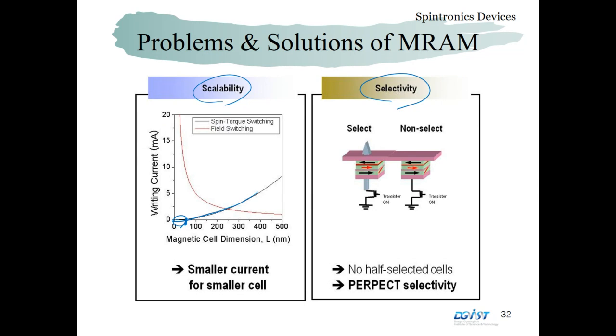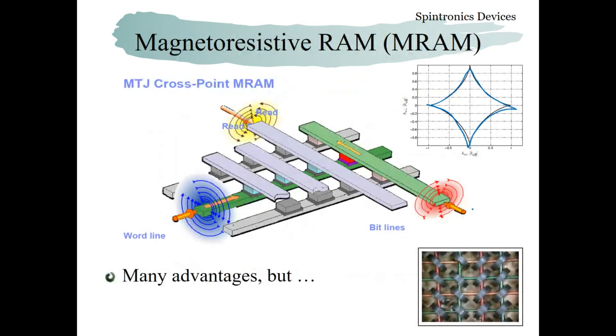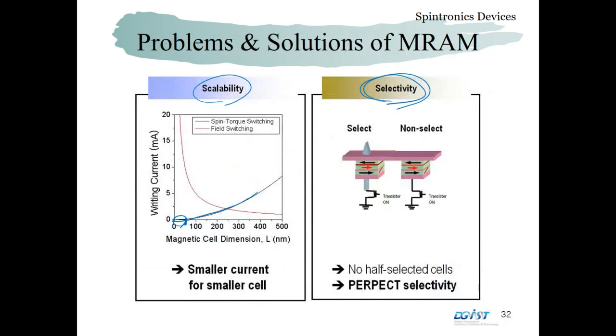And another one is the selectivity. As we already explained in a previous case, if you want to switch one cell, only that cell should be switched. If another cell is switched, that will be a problem. That kind of problem is called selectivity. So in spin transfer torque, we can select the specific cells which we want to switch. So this is a perfect selectivity.